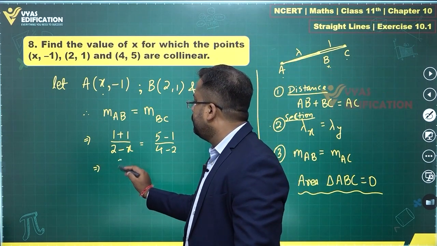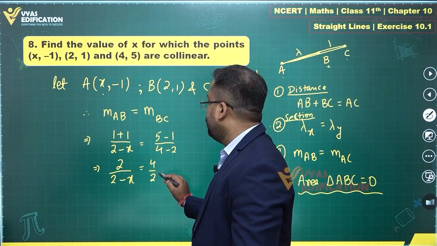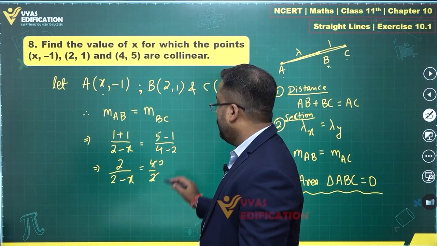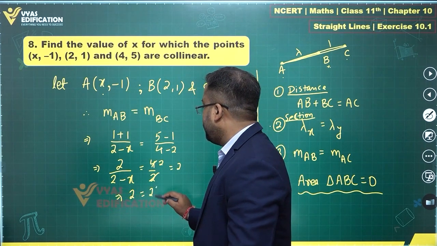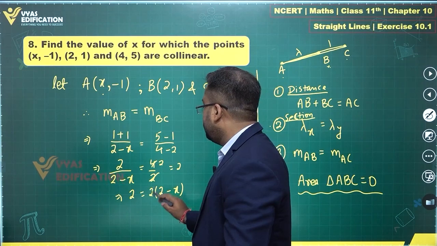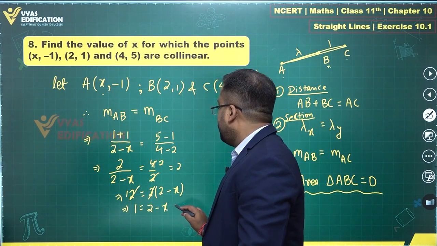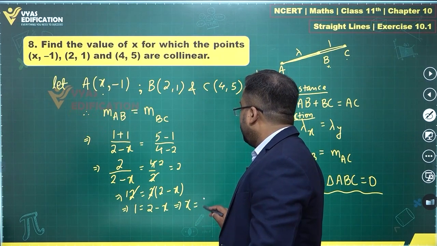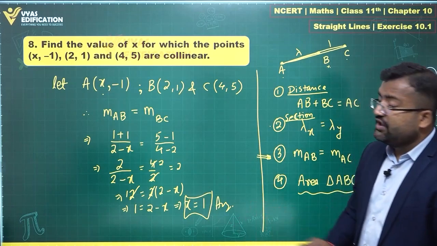What is that? This is 2 upon 2 minus x, which is equal to 4 upon 2. This goes twice. Okay, so this becomes 2 simply, and what you have, 2 is equal to 2 times 2 minus x. This 2 goes, this becomes 1. 1 is equal to 2 minus x, or x is equal to 2 minus 1, which is 1. That is the required answer for this question.